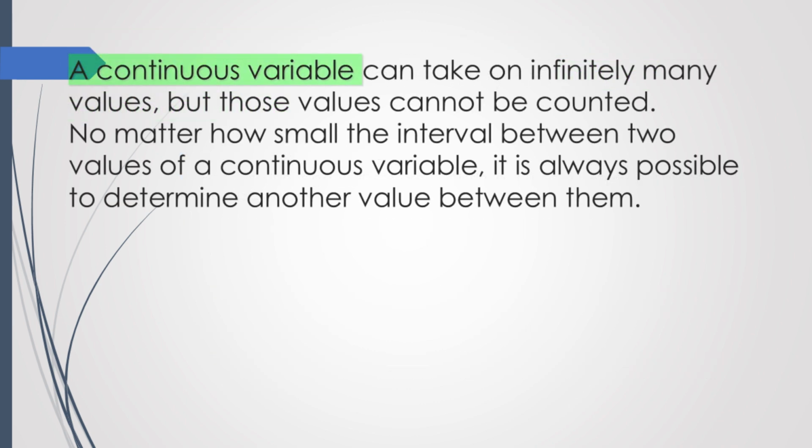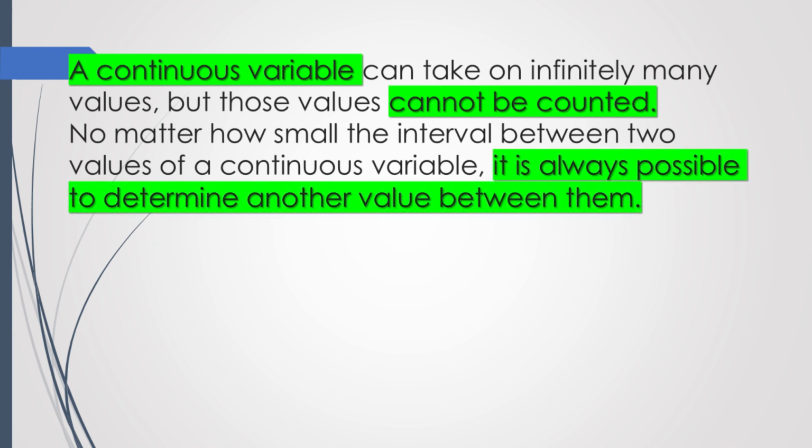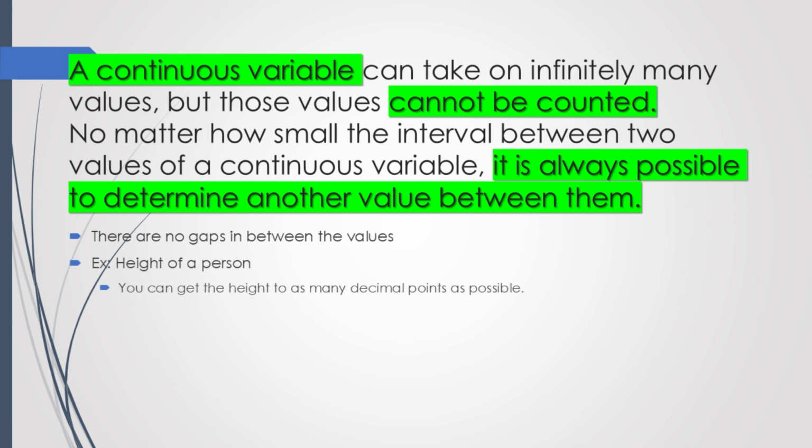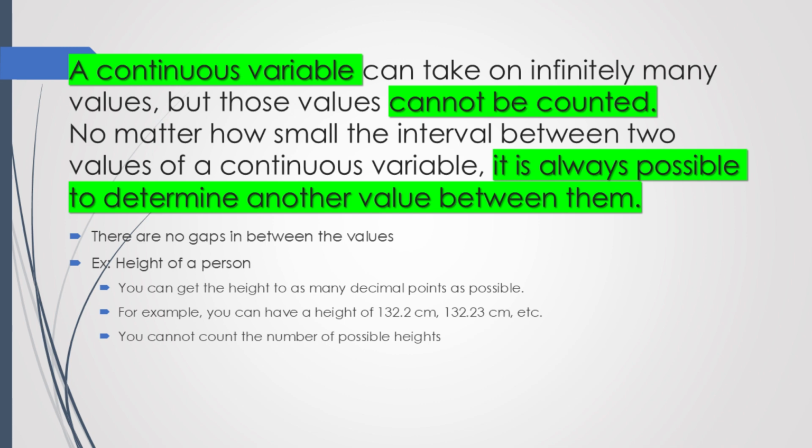Next, you need to know that a continuous variable can take on infinitely many values, but those values cannot be counted. No matter how small the interval between two values of a continuous variable, it is always possible to determine another value between them. Simply, this means that there are no gaps in between the possible values. An example of a continuous variable is the height of a person. You can record the height with as many decimal points as possible. For example, you can have a height of 132.2 centimeters, 132.23 centimeters, etc. You cannot count the number of possible heights.